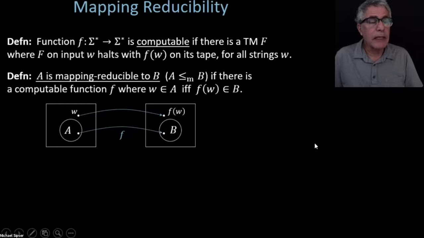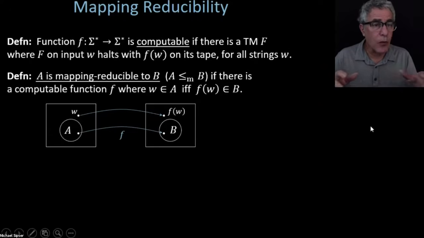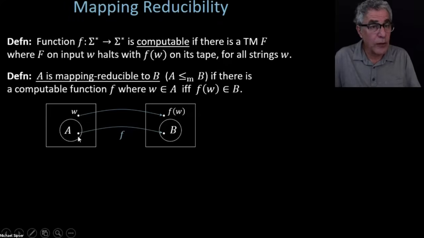Before we actually get into the example, let me try to give you a sense about why we call this a reducibility. Suppose we have such an F, which can do the mapping as I described, and we also have a way of deciding membership in B. So B is decidable. That's going to tell us right away that A is decidable.